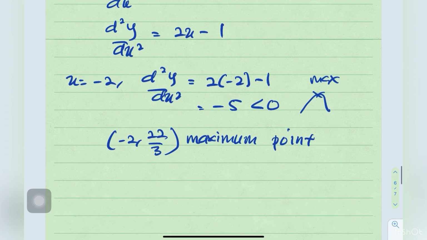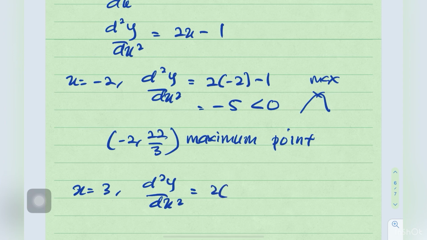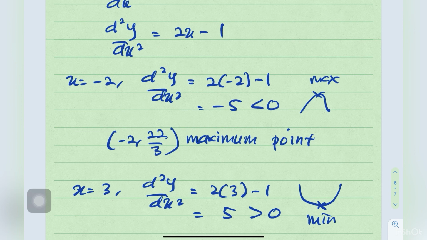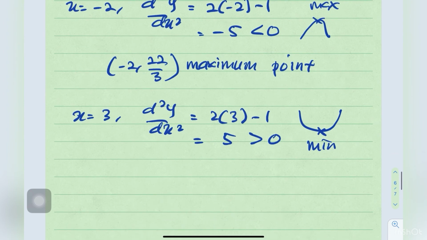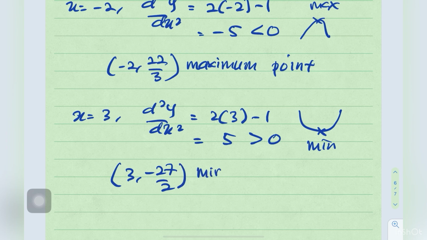For the other value, x equals 3, d²y/dx² is 2 times 3 minus 1, which is 5, more than 0, so it is a minimum. So the point (3, negative 27/2) is a minimum point.